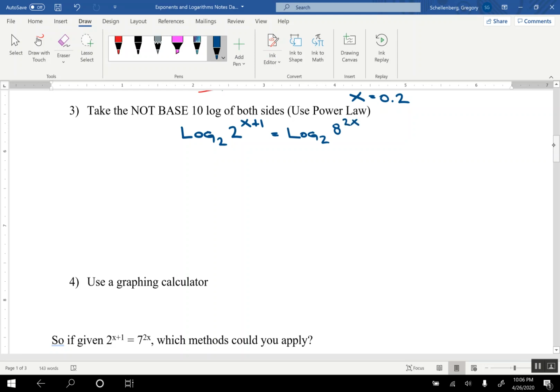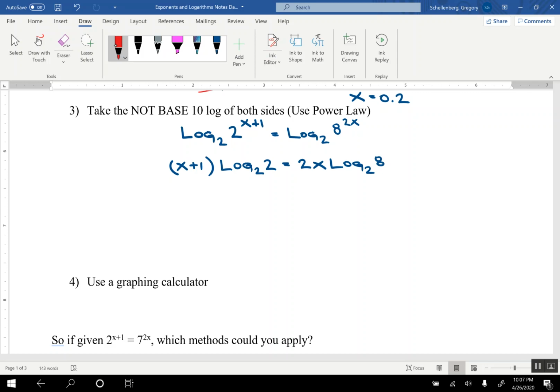Okay, now again, we're going to use power law here, so we'll take those exponents out in front as coefficients. So we're going to have x plus 1 in brackets times log base 2 of 2 is equal to 2x times log base 2 of 8.